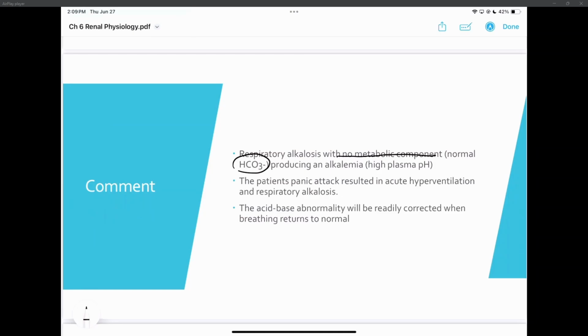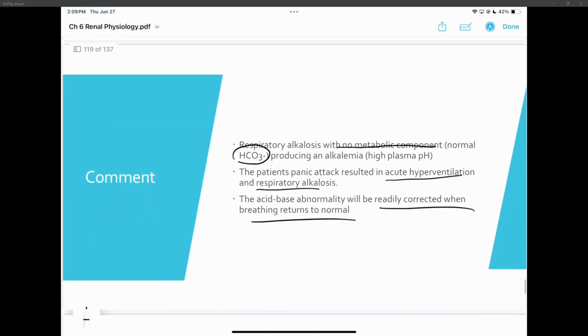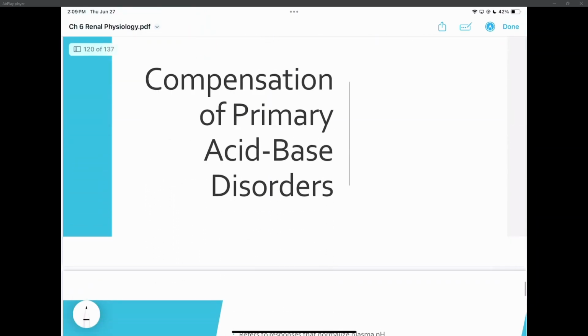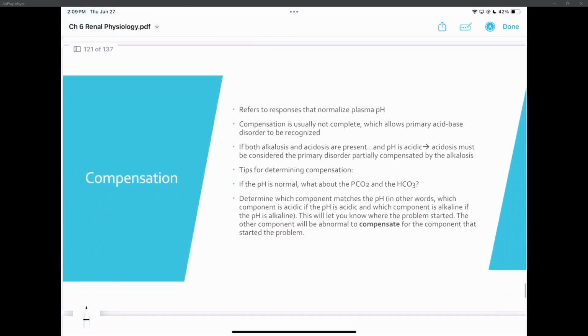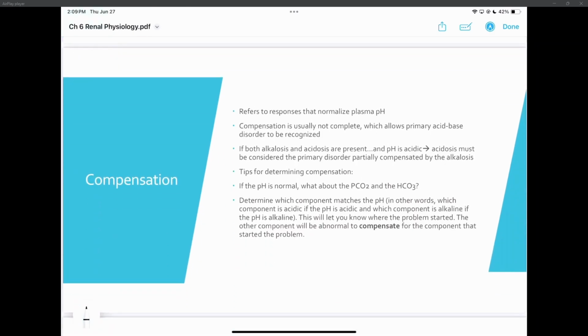If the patient's panic attack resulted in acute hyperventilation and obviously respiratory alkalosis because they're breathing very, very fast, the acid-base abnormality will return to normal once their breathing returns to normal as well. So again, it's an acute environment. Once their breathing becomes relaxed and controlled again, the respiratory alkalosis will go away and your pH will go back down to normal. So compensation of these acid-base balances refers to responses that want to normalize your pH.